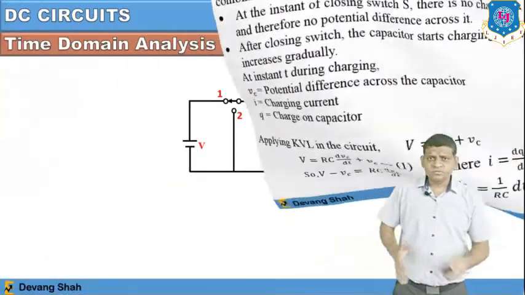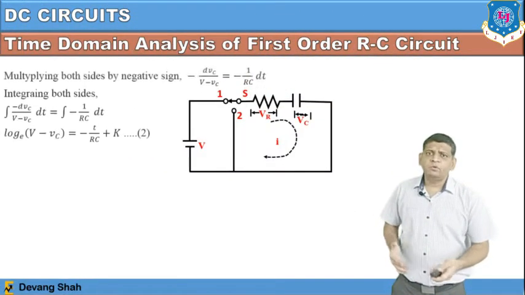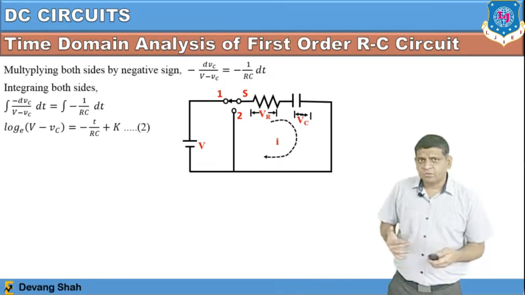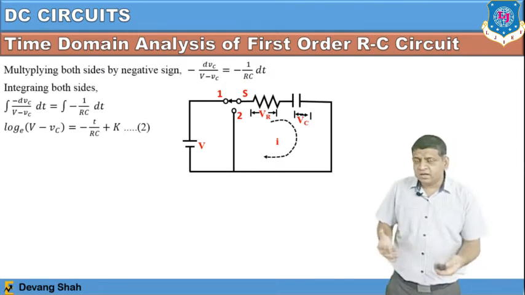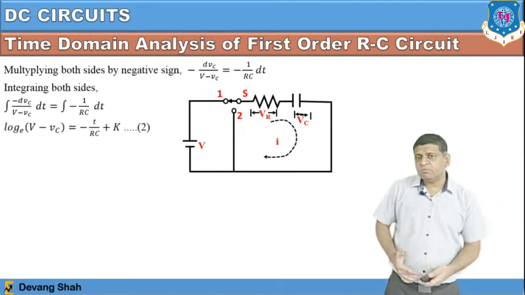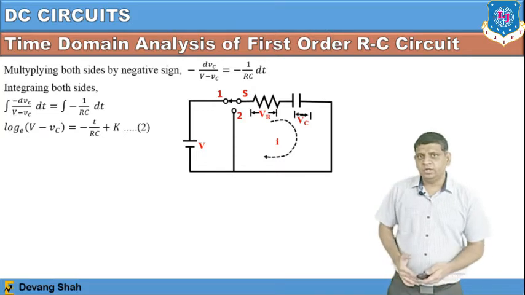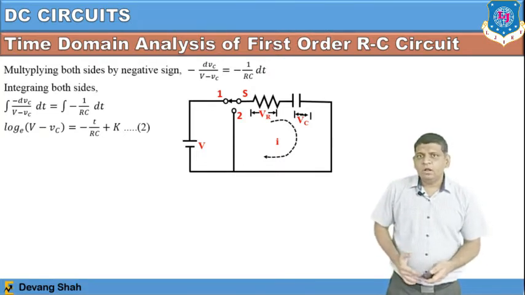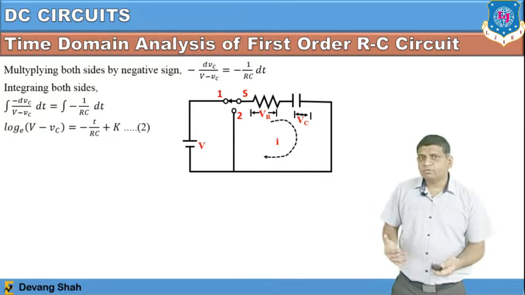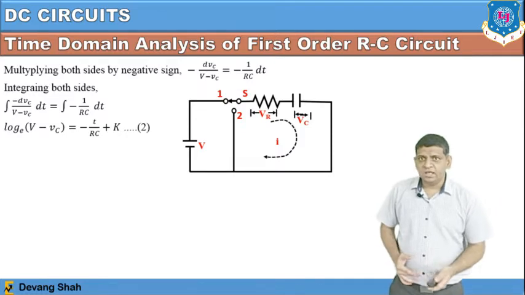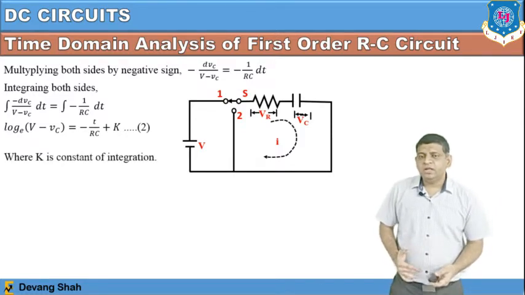In this equation, if I multiply by minus 1 on both sides and take the integration, you will find the integration of minus dVc divided by V minus Vc is equal to the integration of minus 1 by RC into dt. Once I solve this integration, I find log of V minus Vc, base e, is equal to minus t divided by RC plus K, where K is the integration constant. So my first job is to find K.